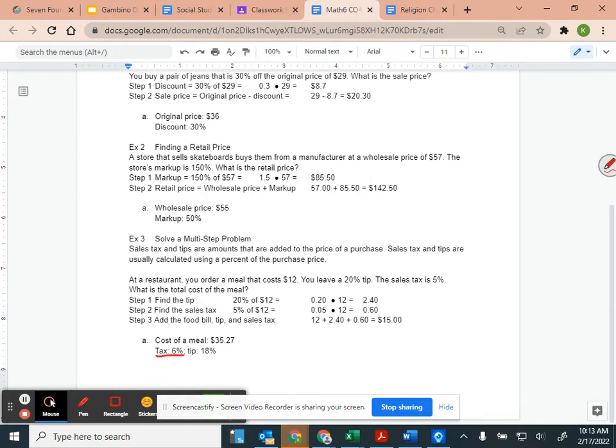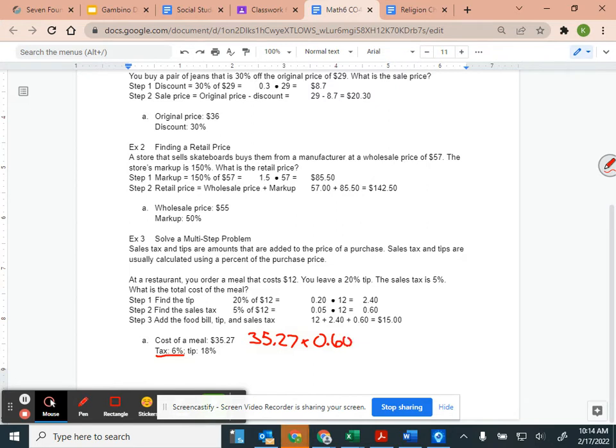I think you do like 35.27 times whatever the tax is, 6%. So can I put 6% into my calculator, or what would I put in my calculator? 0.6. If I put 0.6, is that 6%?